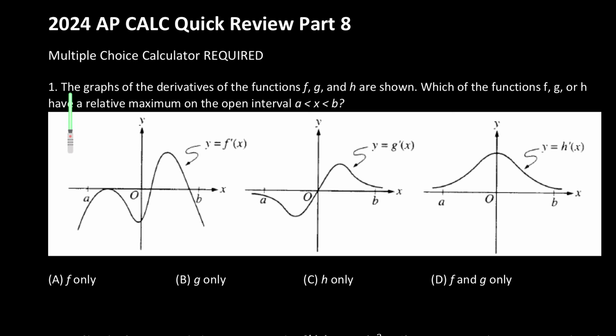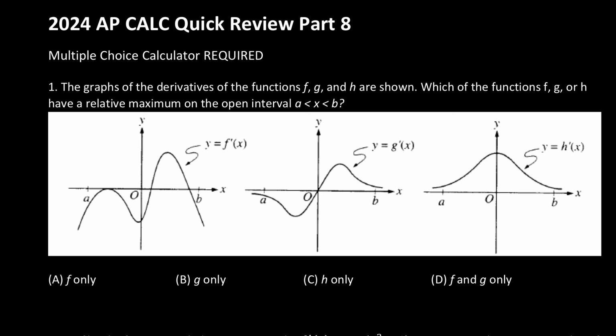Number 1 says, the graphs of the derivatives of the functions f, g, and h are shown. Which of the functions f, g, or h has a relative maximum on the open interval from x between a and b? All right, so let's take a look at this. We're looking for a maximum, and these are derivative graphs. These three are derivative graphs, so that makes a difference here. So let's take a look at what we can do with this.